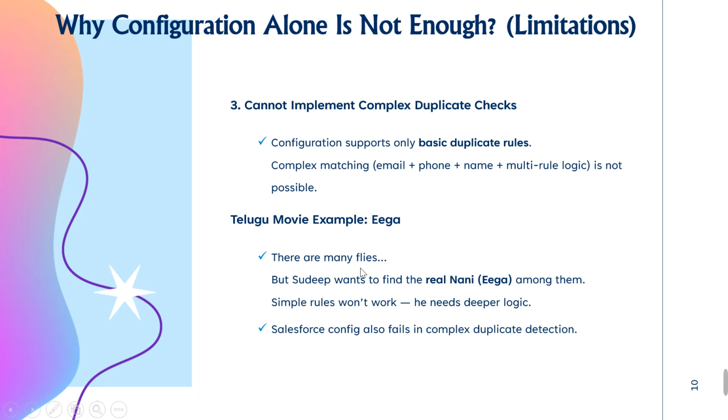So there are many flies. Okay, but our villain, Sudeep, wants to find the real Nani, Nani in the sense Eega, among them. So simple rules won't work. He needs deeper logic, right? Because every fly looks exactly the same. How will Sudeep identify that? So he needs some deeper logic. So here the Salesforce configuration, that admin part, fails in complex duplicate detection. So that's why we require development. Configuration alone is not enough.